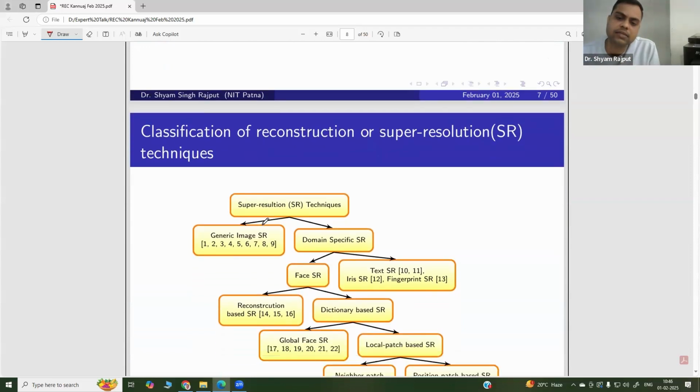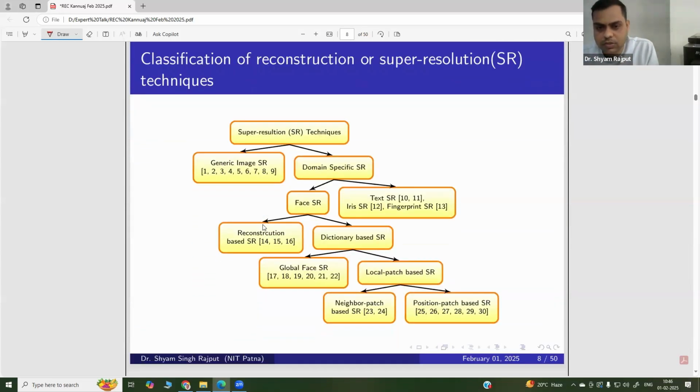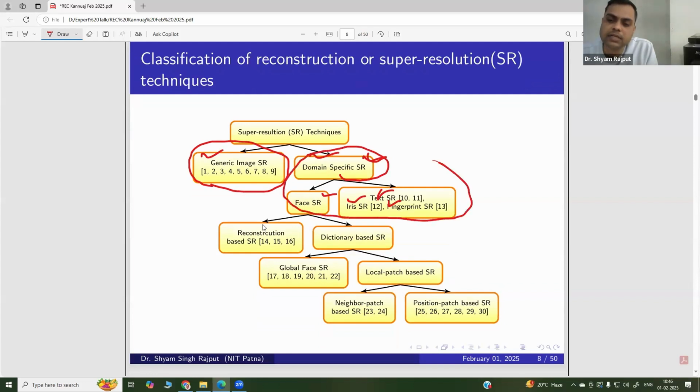Super resolution techniques may be generic image super resolution techniques or domain specific image super resolution techniques. Generic image super resolution techniques can handle any kind of image. Any type of input image can be passed to a generic image super resolution technique, and it will produce the high resolution version. While domain specific SR techniques, like face SR, text SR, iris SR, and fingerprint SR, are specifically designed for domain specific images.